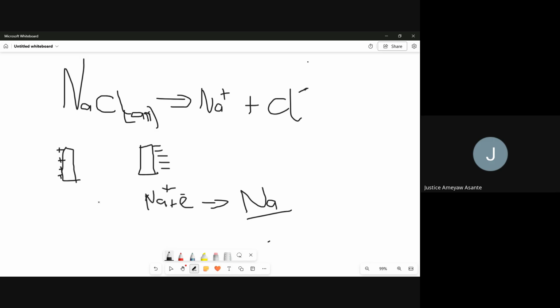atom. Then the chloride, which is negatively charged, has excess electrons. Because this pole is positively charged, the chloride is now going to donate the electron to the pole, and therefore it is now going to remain as a chlorine molecule.